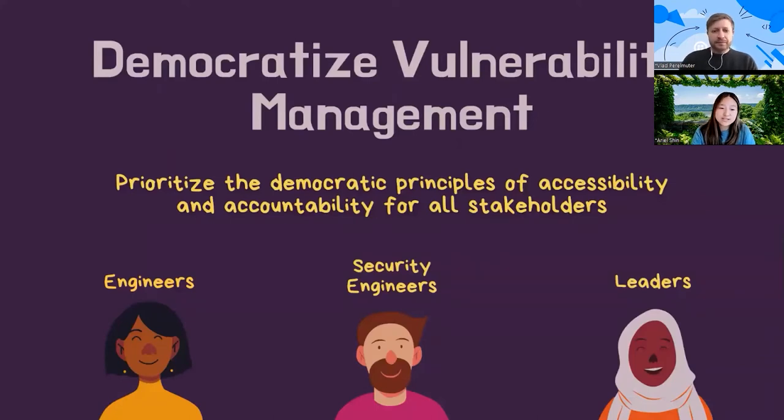Our solution is to democratize vulnerability management. This means prioritizing the democratic principles of accessibility and accountability for all three of our stakeholders: our engineers, us, the security engineers, and our leaders. We're going to dive in with high priority requirements that are crucial in democratizing your vulnerability management process. Let's start with the workflow.